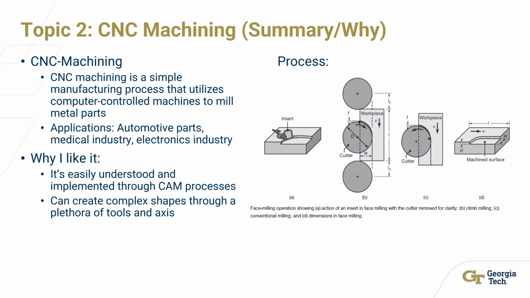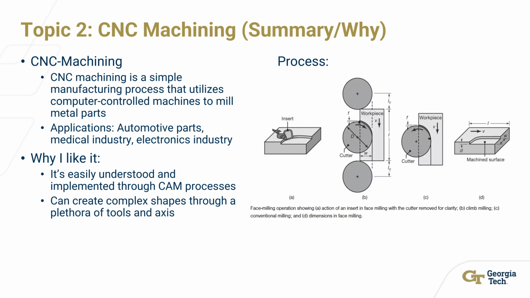Topic 2, CNC machining. This is something that I'm the most familiar with, actually, in my general work, especially with Georgia Tech Motorsports. CNC machining is a simple manufacturing process that utilizes computer-controlled machines to mill different metal parts. Applications include automotive industry, medical industry, and electronics industry. I like it because it's easily understood and implemented through different CAM processes.